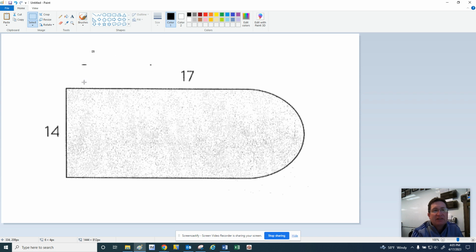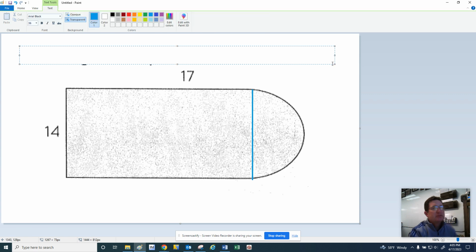This 17 to me indicates that the distance from here to where it starts to become circular is 17. And so we're going to make a vertical line about there. And so now we're going to say that we have a rectangle added to a half a circle. And so our area is going to be the rectangle plus the circle. Well, the rectangle is 14 by 17.